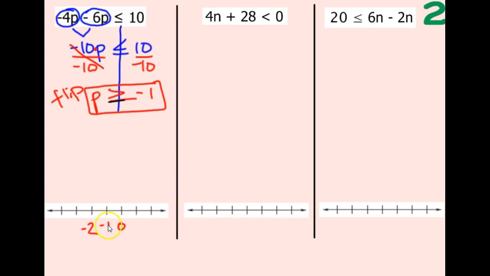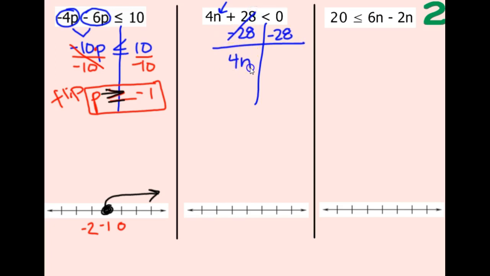This one has the equal to, so closed or filled in circle, pointing to the right. Same thing on this next one, we just don't have any like terms, we just need to get n all by itself, so the opposite of adding 28 would be subtracting 28. We have 4n is less than 0 minus 28 is still just negative 28.